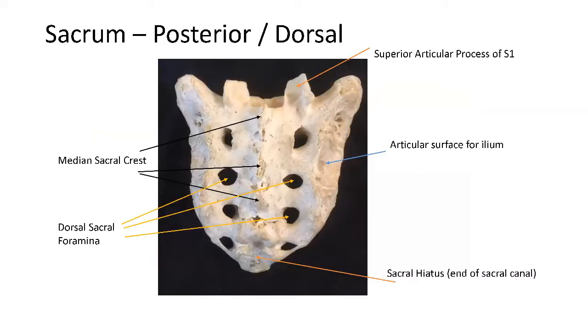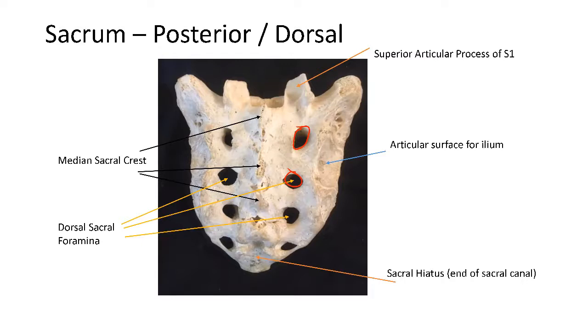Looking at the posterior of this bone, we see that we have dorsal sacral foramen. These are for the dorsal rami nerves. We have the articular surface for the ilium, which will make the sacroiliac joint, which is a planar synovial joint. That's how we attach the os coxa to the sacrum.